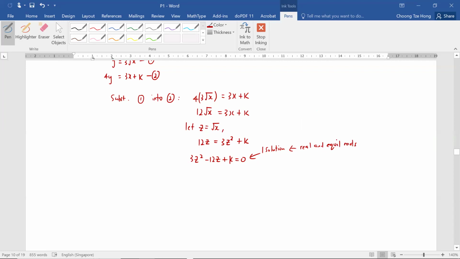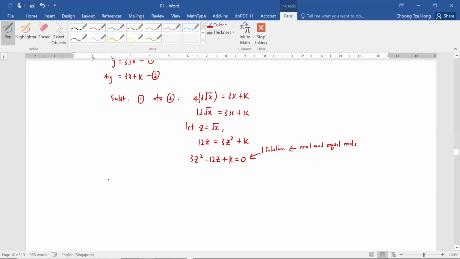Now, do you still recall? We are talking about the discriminant, right? So now we need to relate it to what we learned in the chapter on discriminant. If a quadratic equation has real and equal roots, then the discriminant has to be equal to 0. So the discriminant b squared minus 4ac will be equal to 0.